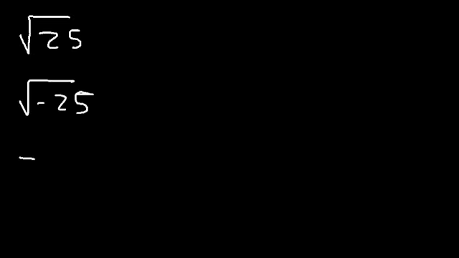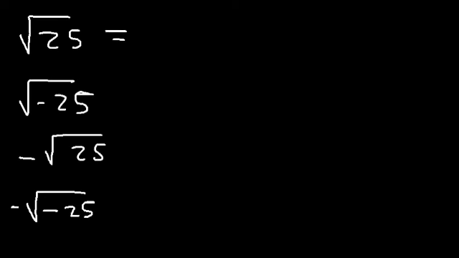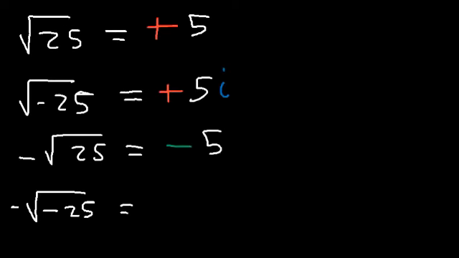Simplify these numbers: square root 25, square root negative 25, negative square root 25, and negative square root negative 25. So the square root of 25 is simply positive 5. The square root of negative 25 is positive 5i. Negative square root 25 is going to be negative 5. And the last one is going to be negative 5i.